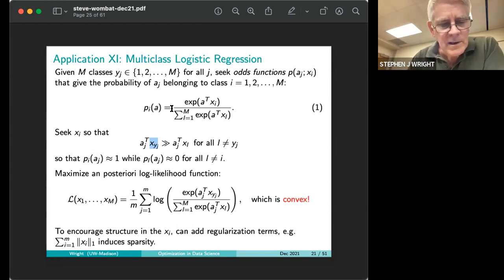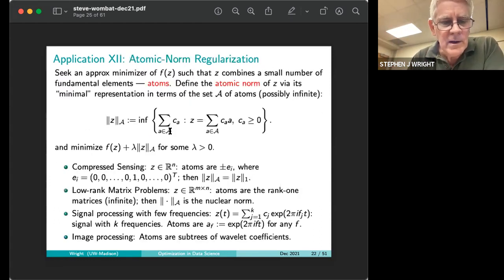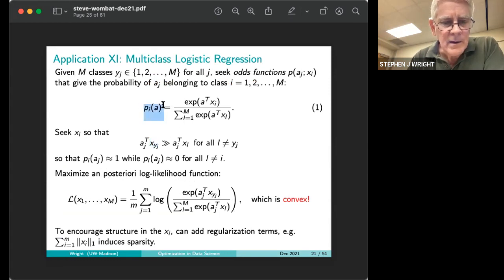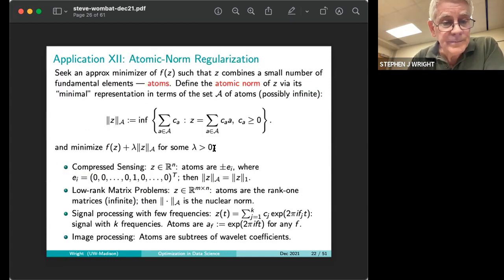And you can combine those things in a way that ends up giving you these odds functions. And this is the function that you need to minimize to find those coefficient vectors X. It's still a convex problem, surprisingly enough.